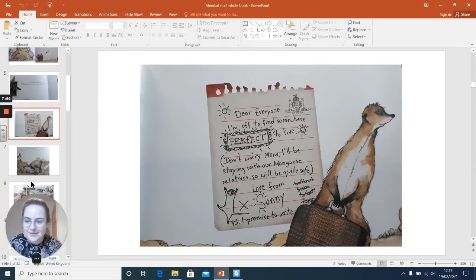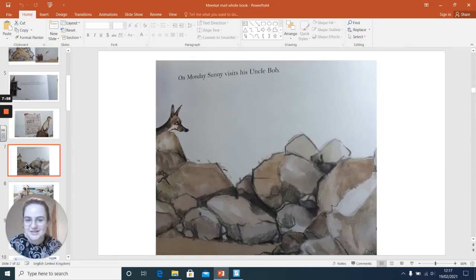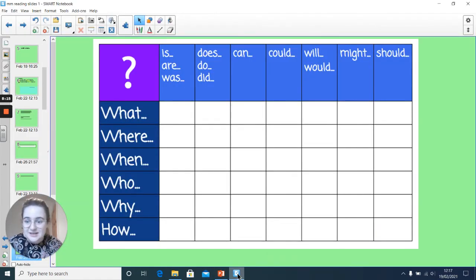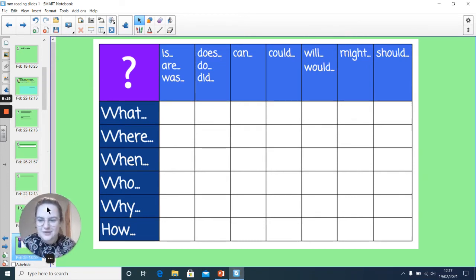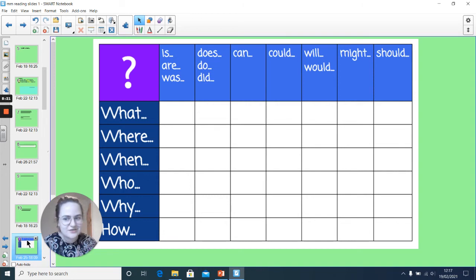And then keep flicking through the pages and have a go at asking any questions that you wonder from this book at all. So we could ask, is the jackal following Sunny? Is the jackal going to eat Sunny? Does the jackal eat mongooses? Is he going to eat Uncle Bob? There are so many questions that we have about this story because not many of the questions are really answered. They're just kind of leaving us wondering what's going to happen.